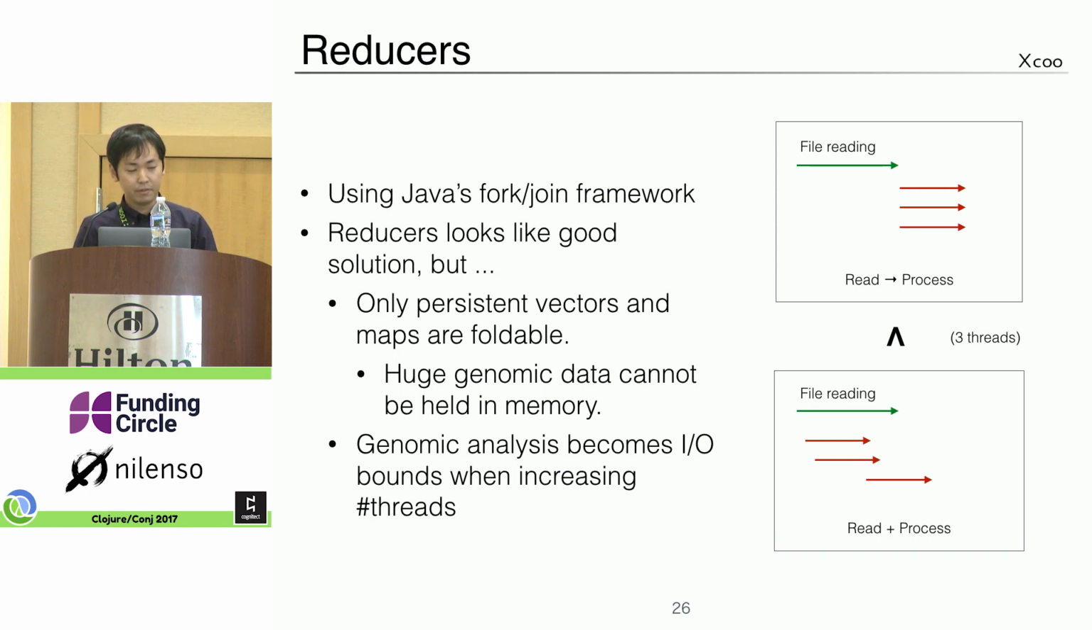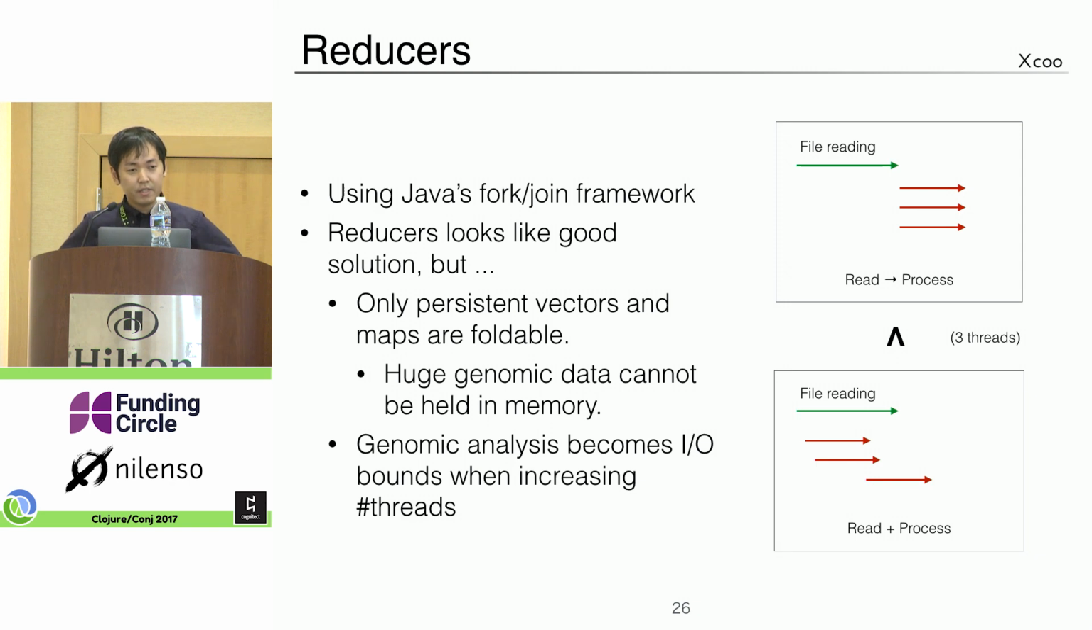So about reducers. Reducers uses Java's fork join framework and has great performance. Reducers looks like a good choice, but it cannot be used in our case. There are 2 reasons for that. The first reason is that reducers fold only allows persistent vectors and maps. In other words, all analyzing data needs to be in memory. But as I mentioned before, genomic data is so huge that it cannot be held in memory.